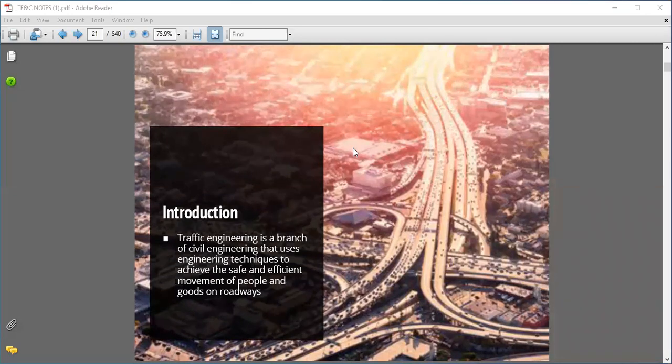Traffic engineering deals with the journey between the origin and the destination where we want to go. That is nothing but traffic engineering, and it is one of the main branches of civil engineering, which exists to achieve the safe and efficient movement of people as well as goods on the roadways. So that is traffic engineering.